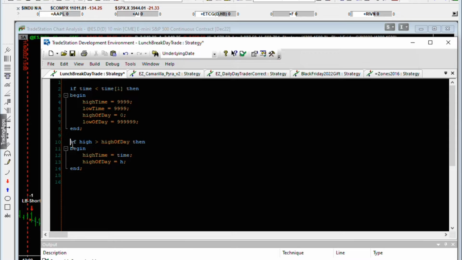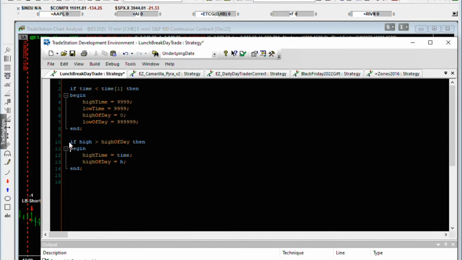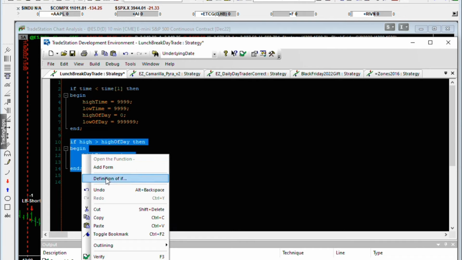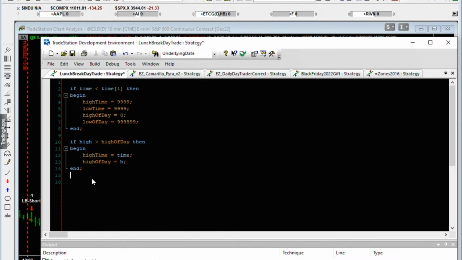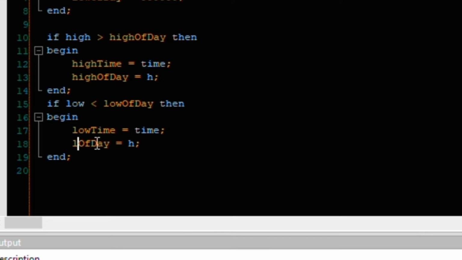We're going to say if the low is less than low of day. And a lot of times, if it's symmetrical, which this system is, you can simply copy and paste your logic. You just need to invert it, okay? You've got to be careful though. You've got to make sure you change everything you need to change. See, low of day. Is low greater than low of day? No, you don't want that. You want low less than low of day. Here we're going to say low time is equal to time. And we're going to say low of day is equal to L, low. Okay, got to make sure you set everything properly.